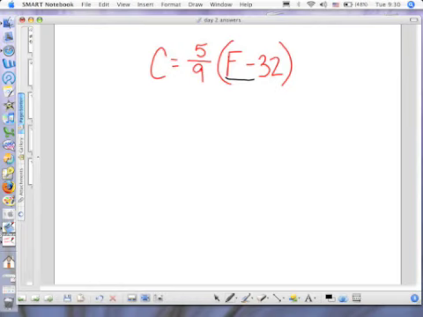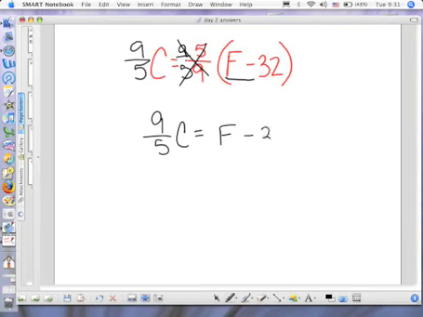And how do you do that? Multiply by 9/5, the reciprocal. So if I multiply here by 9/5, it simply gets rid of the fraction. But I also must multiply here by 9/5. And so now all you have is 9/5 C is equal to F minus 32.